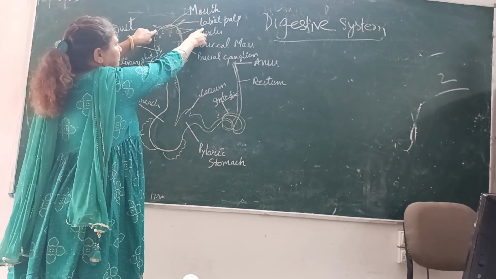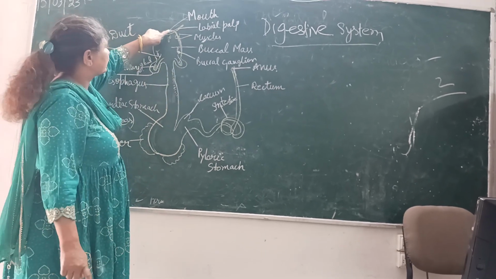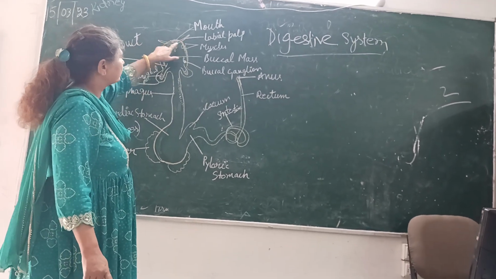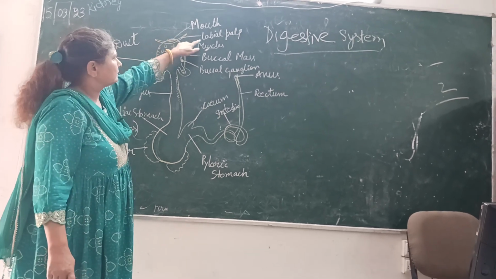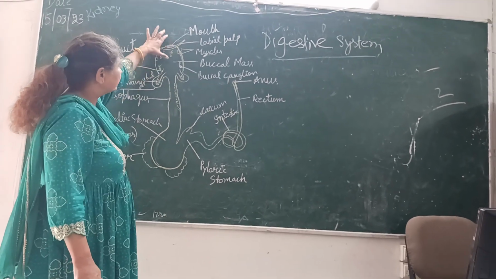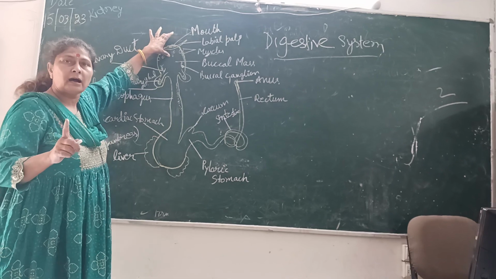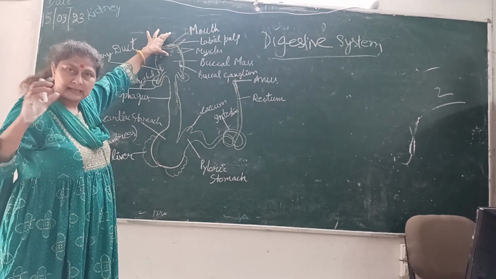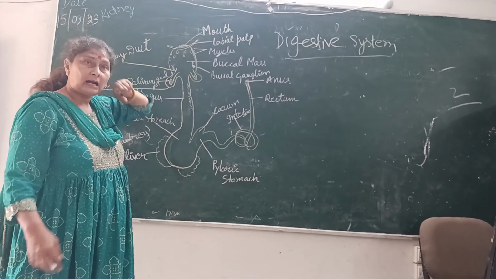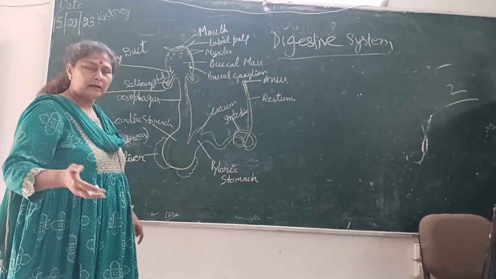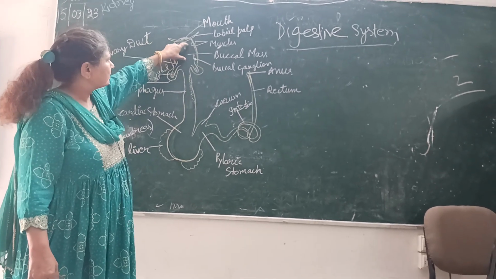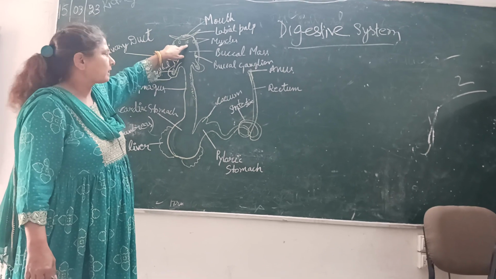in between these labial palps. There is an opening that is the mouth. Around that there is one pair of tentacles, they are called the labial palps. These structures start from the pulmonary sac side, in the pallial complex, starting from the pulmonary chamber side. After that, there is the buccal mass or buccal cavity.